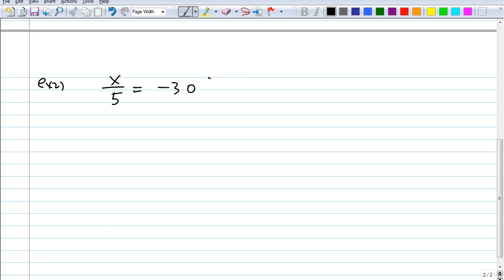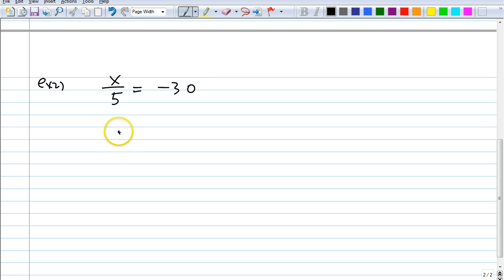Let's try example 2. Example 2 says x over 5 equals negative 30. Now, what is being done to x in this case? Julia, what's happening to x? It's being divided by 5. So how do you undo something that's being divided by 5? What's the inverse operation for that? Eric? You multiply, right? What should we multiply by? 5, 6, or 7? 5, right?